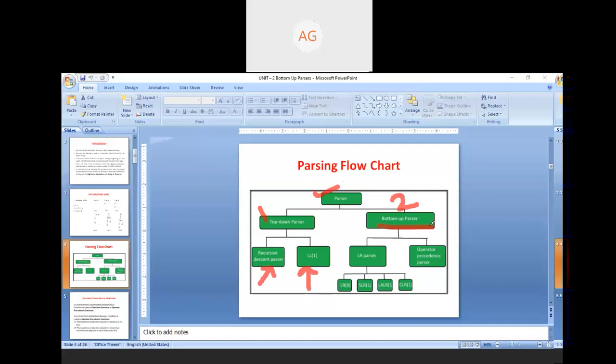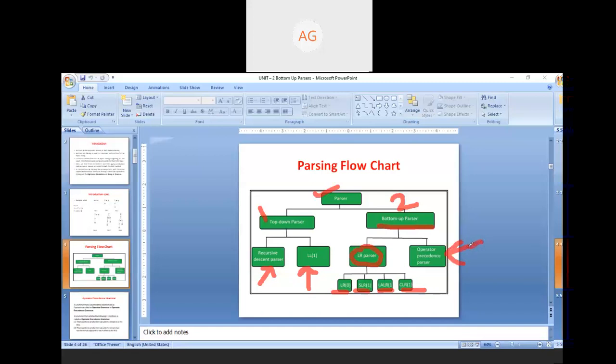Bottom up parsers are also divided into two major categories. First is LR parsers. This is a very lengthy topic, because in LR parsers we need to study all four types of parsers: LR0, SLR1, LALR1, and CLR1. This is the most lengthy part of parsing. And the second part is operator precedence parser.